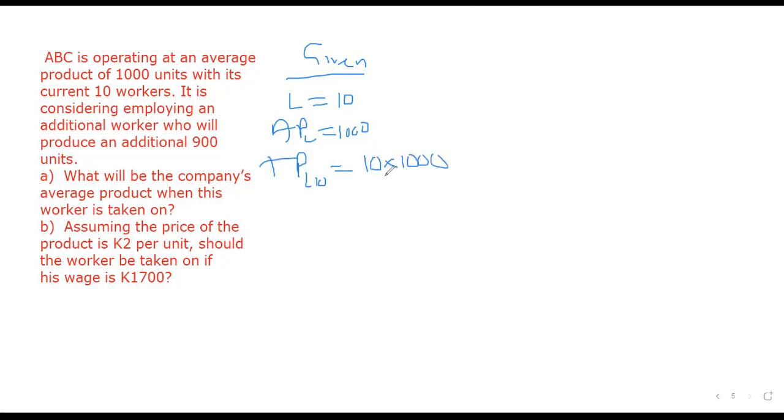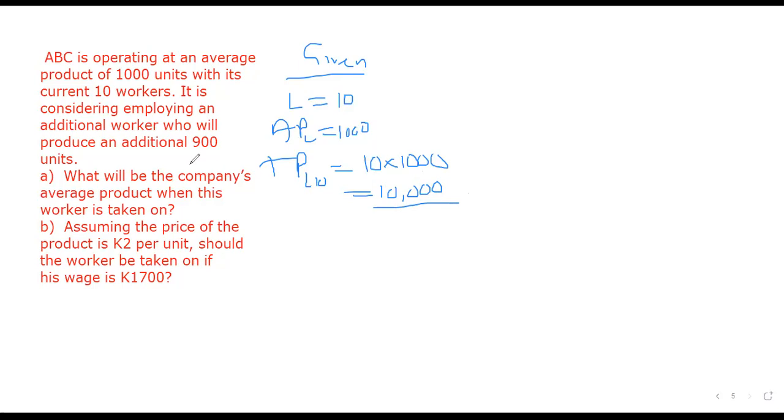So what are we given in here? Number of laborers, how many are they? There are 10. The average product of labor is how much? 1,000. Therefore, the total product of labor for the 10 is how much? 10 times 1,000, which is what? 10,000. Are we together?